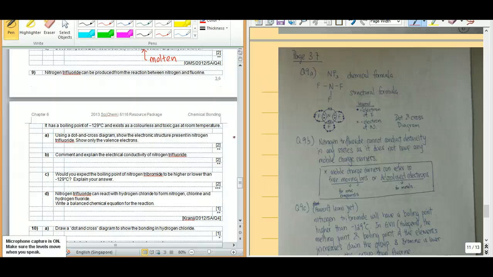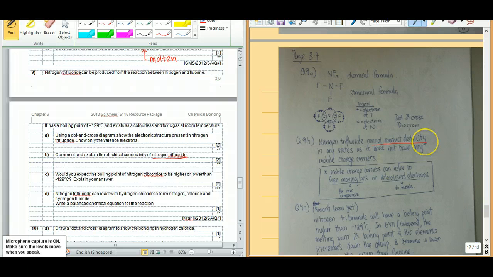Comment and explain the electrical conductivity of nitrogen trifluoride. You by now should know that nitrogen is a non-metal, and fluorine is also a non-metal. So we are talking about a covalent substance here. For covalent compounds such as nitrogen trifluoride, it cannot conduct electricity in any state. Why is it so? It's because they do not have any mobile charge carriers.